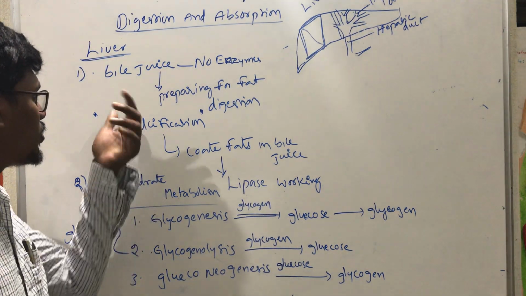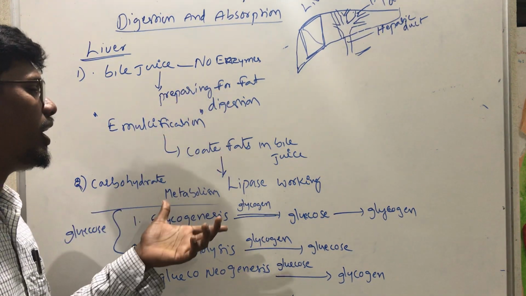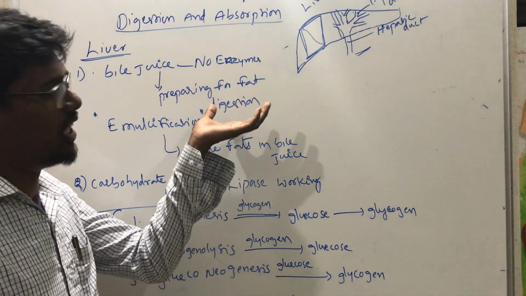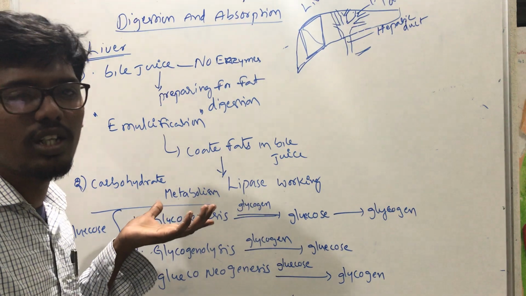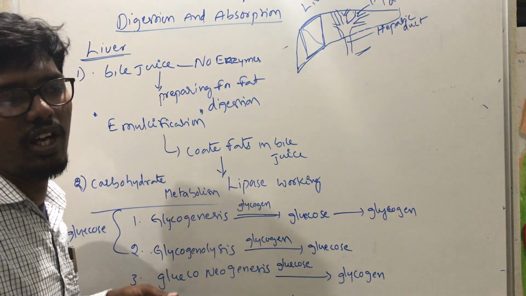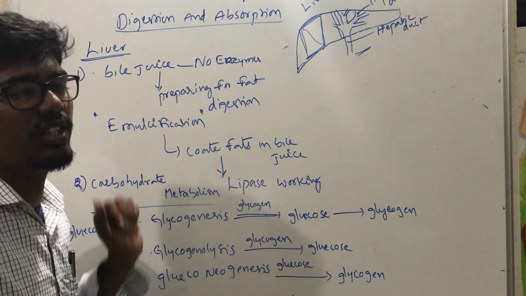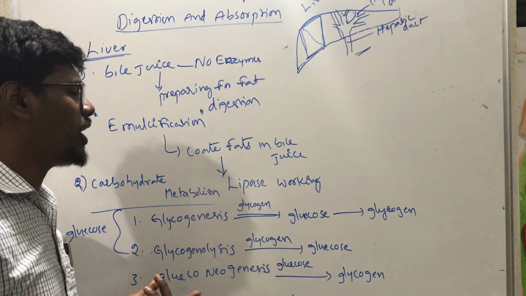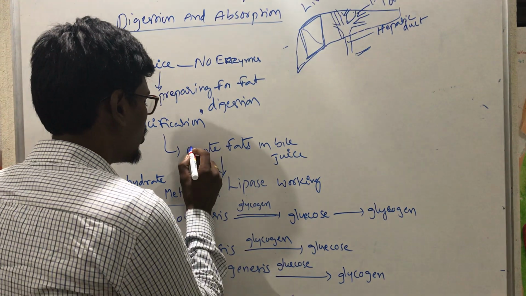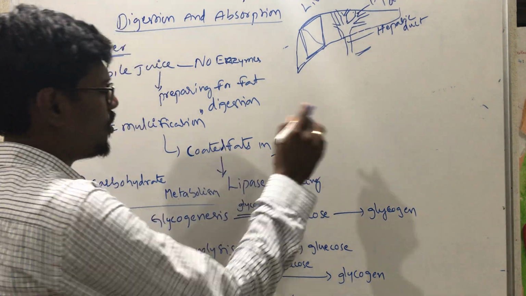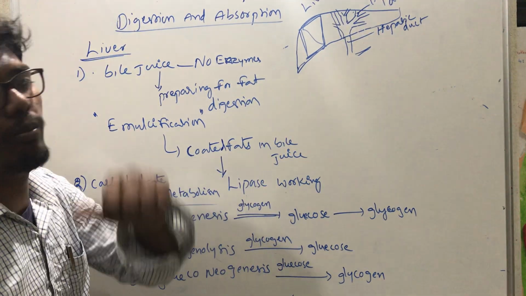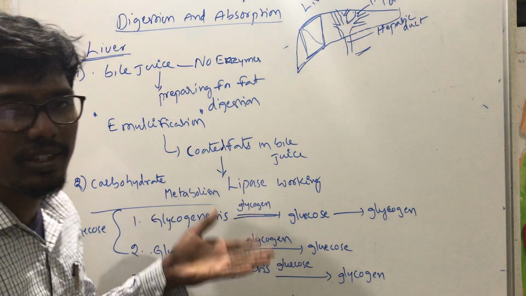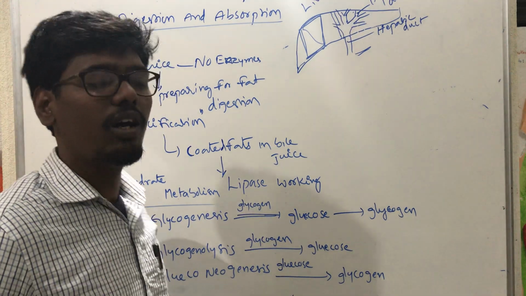The first thing is bile juice. Bile juice does not contain enzymes. It works in the preparation of fat digestion, and that process is called emulsification. Emulsification means the fats are coated by bile juice. Then the lipase enzyme will work.